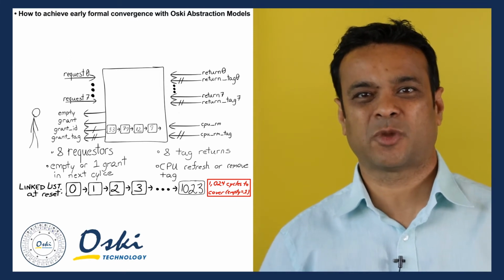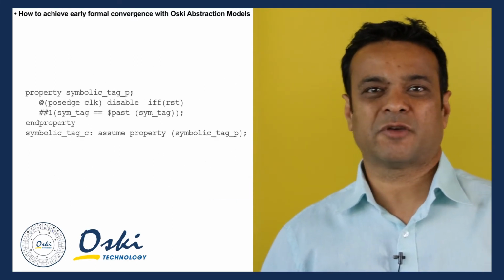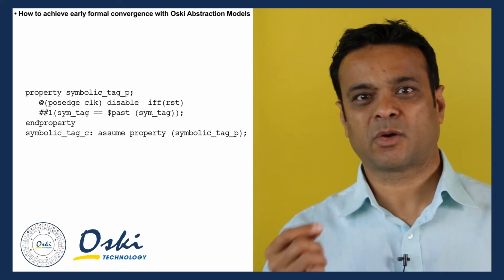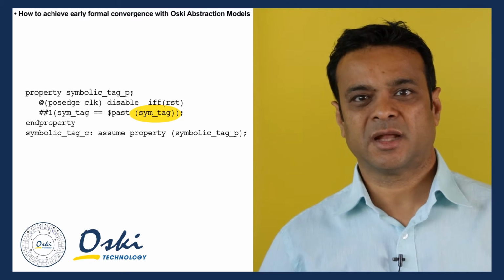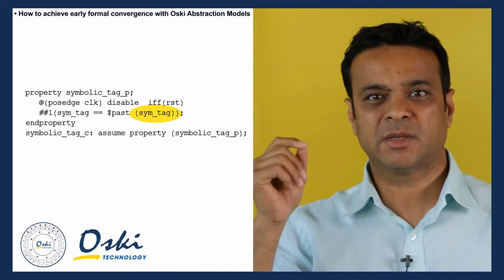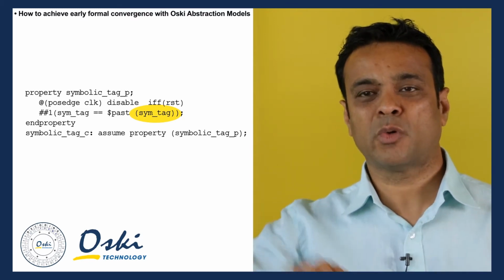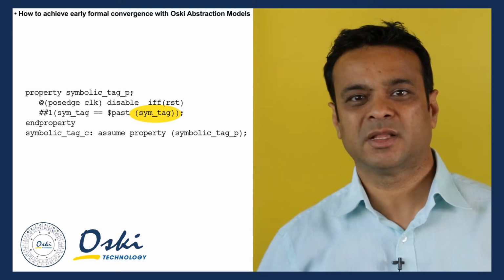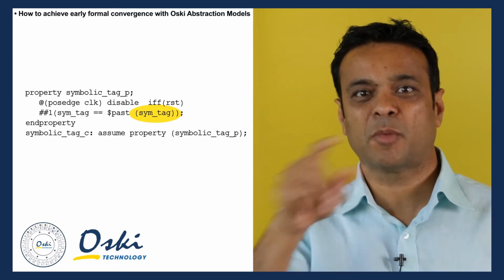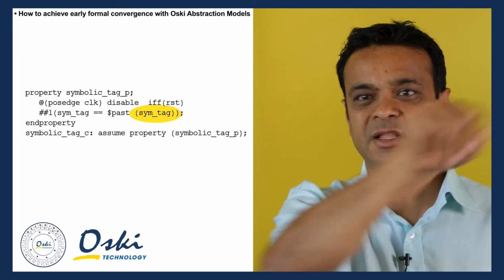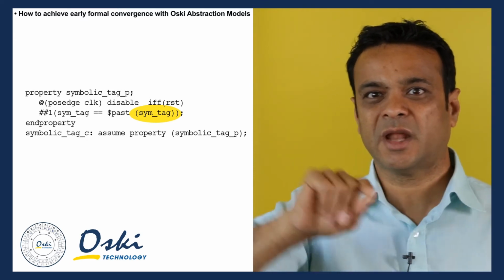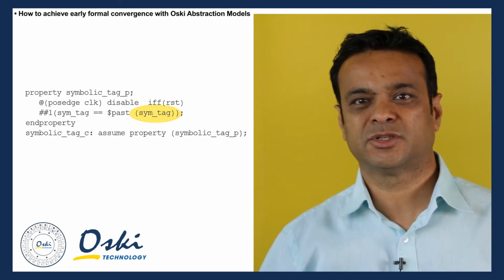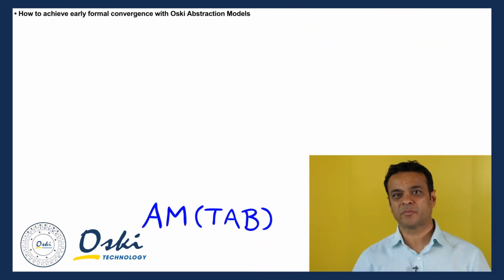So let's look at an abstraction model for this. I'm going to make use of a symbolic tag ID called symtag, and it's going to be implemented by a constraint like this. Essentially what this is saying is that you pick any symbolic constant, and throughout any trace of the formal run, the symbolic constant has the same value. Now the formal tool is looking at all possible traces at the same time, so you'll exercise all possible values of the symbolic tag, but in any trace the tag will be the same. So suppose it's tag number 79, for example.